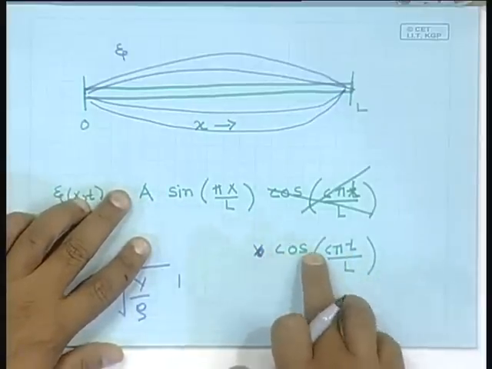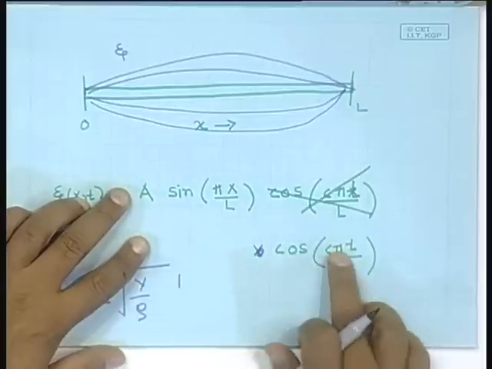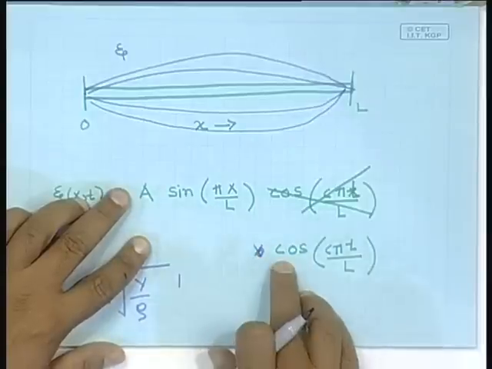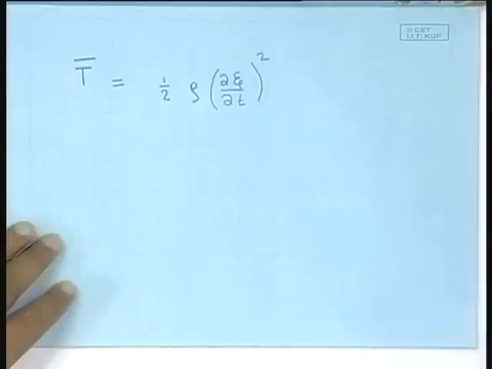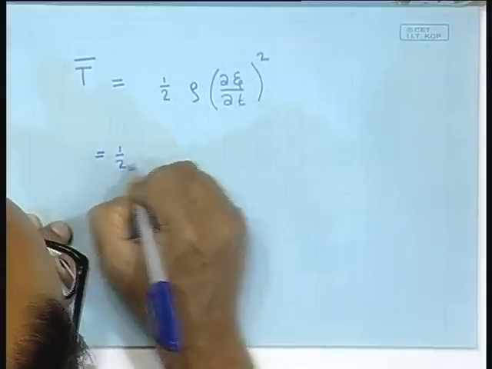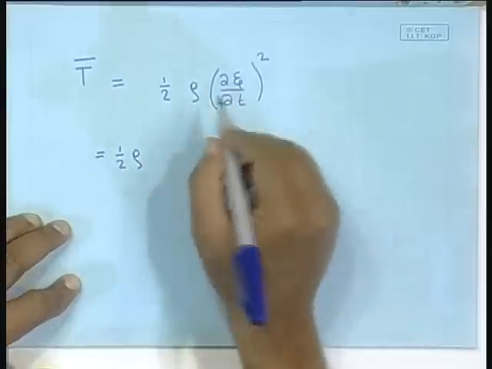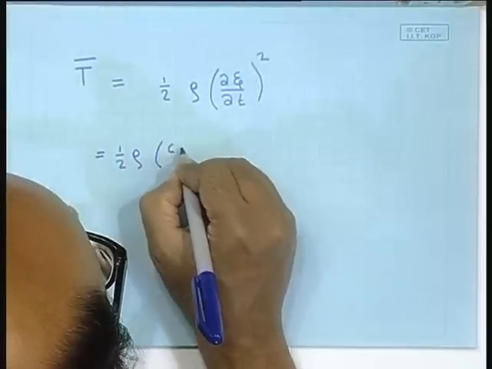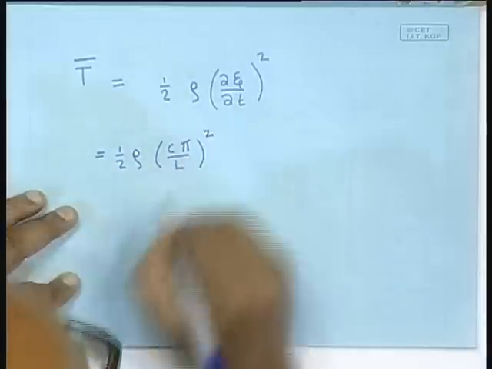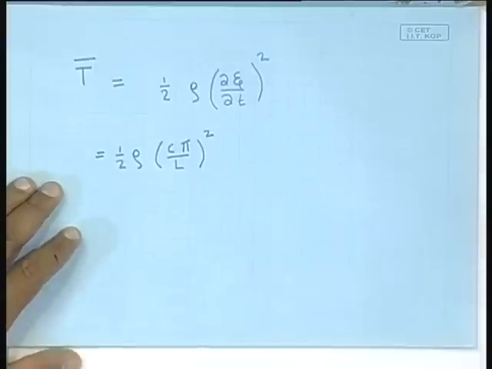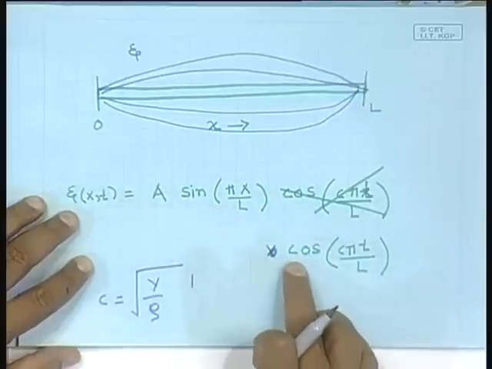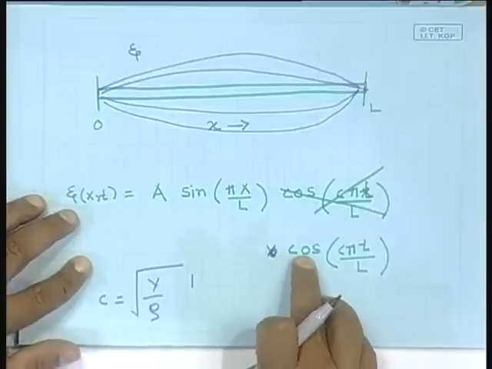If you differentiate cos with time, you get a factor of c pi by L outside, and then this becomes minus sine. So, when I square it, I will have sine square over here. So, what I have is that this is equal to half rho, and the derivative gives me a factor of (c pi by L) squared, and then I have a square sine square of this term into the sine square of this term. Because I have differentiated it, this cos becomes sine.